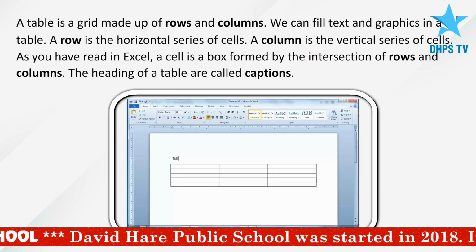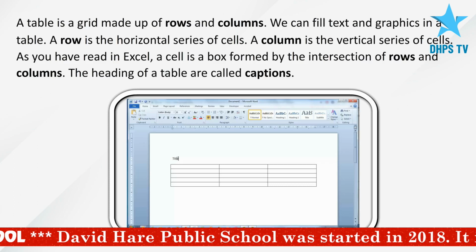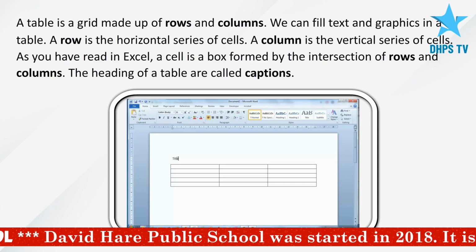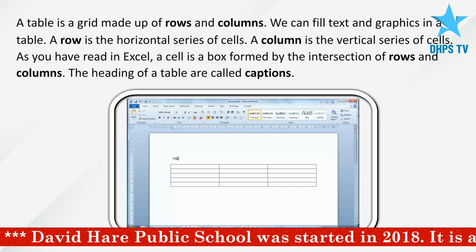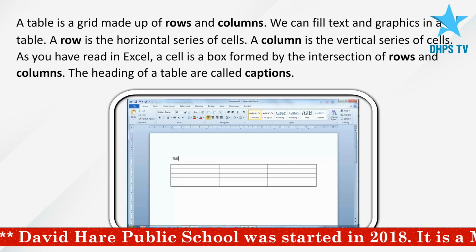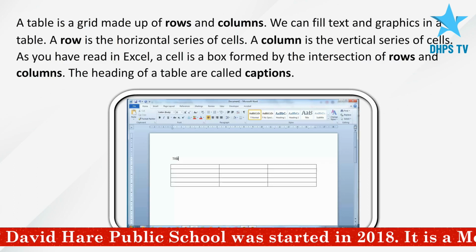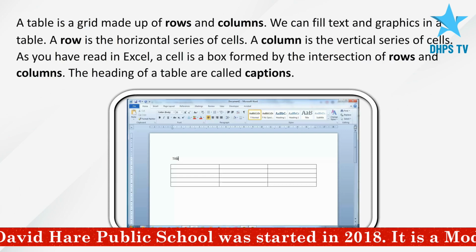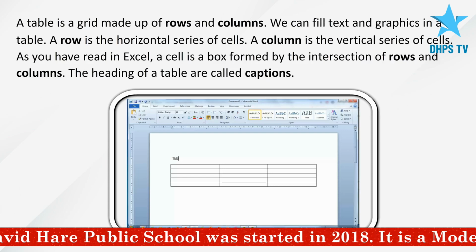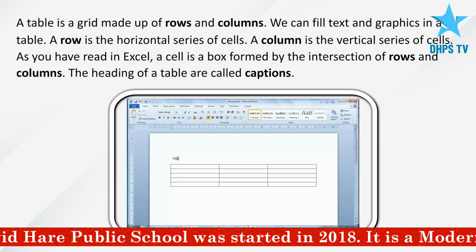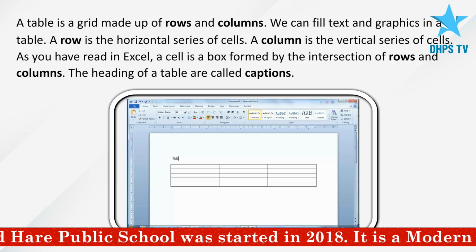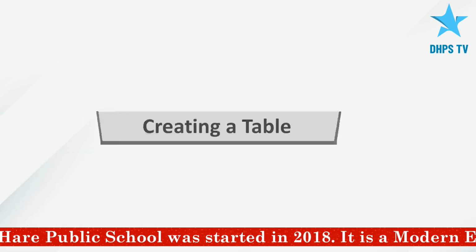A row is the horizontal series of cells. A column is the vertical series of cells. As you have read in Excel, a cell is a box formed by the intersection of rows and columns. The headings of a table are called captions.